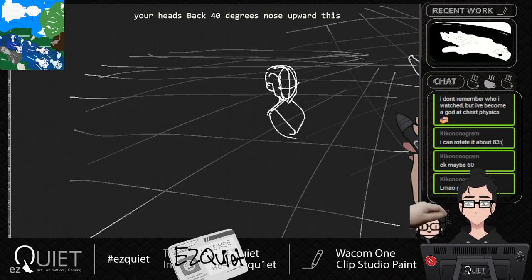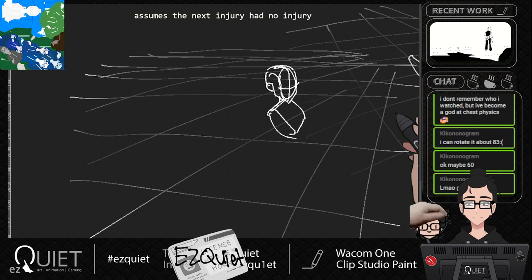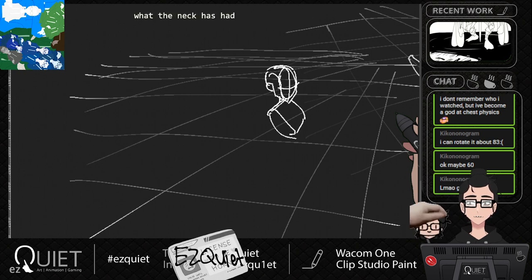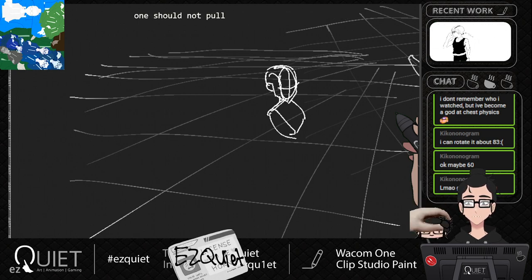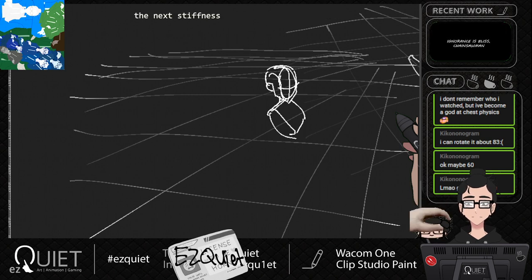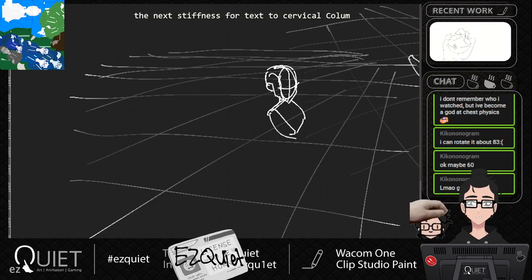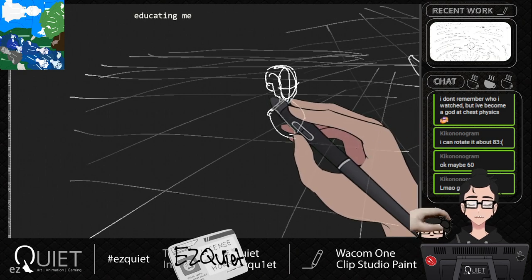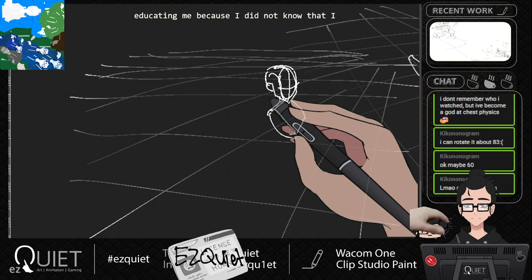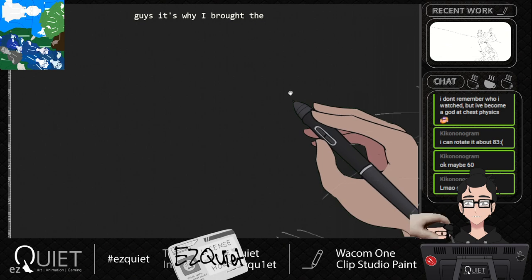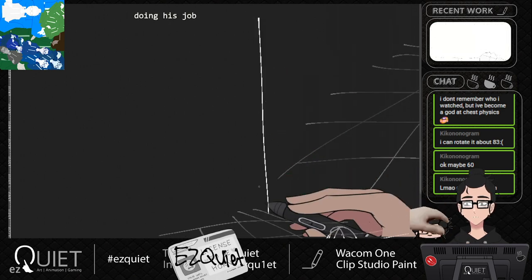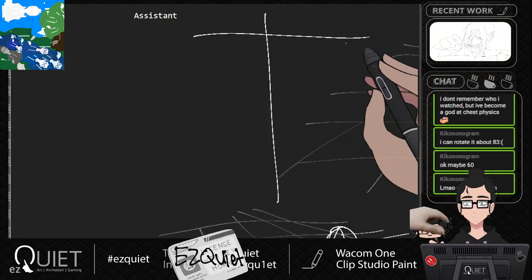This assumes the neck has had no injury or age-related problems. I see. I did not read that correctly. As our necks do become stiffer with age or injury, one should not pull one's head by the hands. This neck stiffness protects the cervical column and nerves, is what Quora says. Thank you, Quora, for educating me. Because I did not know that fact. You know, I love learning things, guys. It's why I brought the Google Assistant on board, but Google Assistant is just not doing its job properly. You know, maybe Google Assistant needs to be fired.